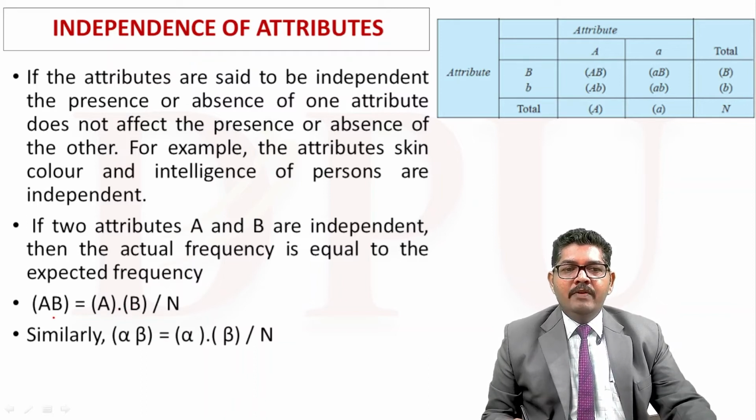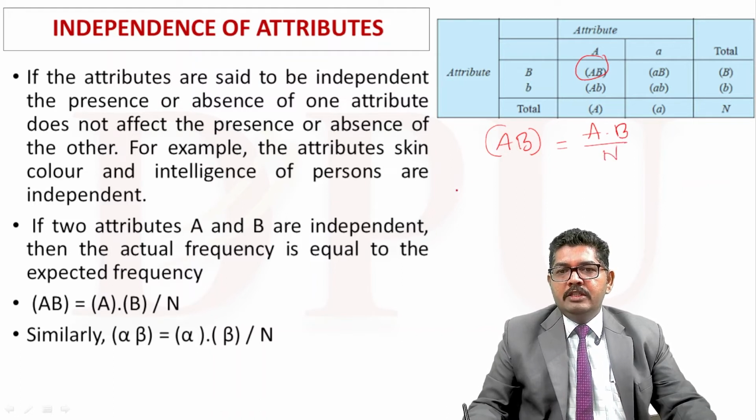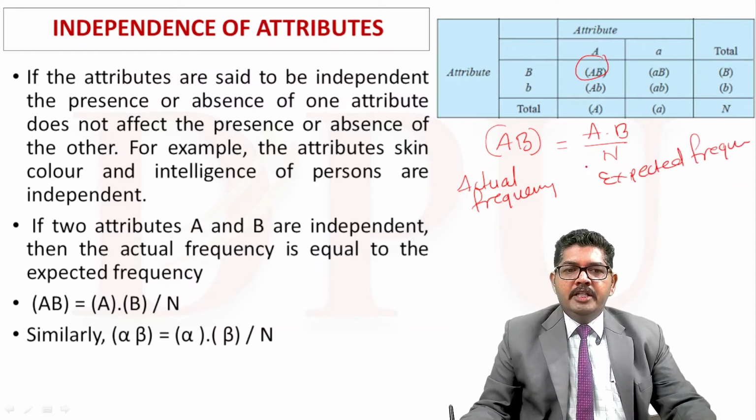On the left hand side we have the actual frequency, so from the table we can judge it. This actual frequency must be equal to the expected frequency. Expected frequency is given by this. So this is the actual frequency of that particular class, and this is the expected frequency. When actual frequency is equal to expected frequency, we say that the attributes A and B are independent.